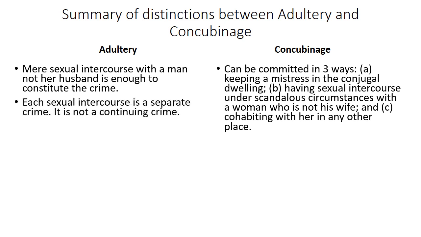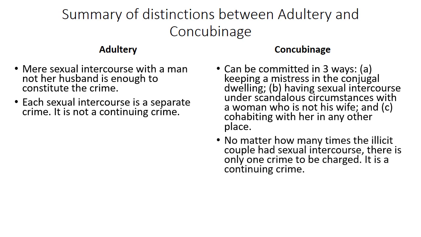Second major distinction. In adultery, each sexual intercourse is a separate and distinct crime. Why? Because it is not a continuing crime. Whereas in the crime of concubinage, no matter how many times the illicit couple had sexual intercourse, there is only one crime to be charged. Why? Because it is a continuing crime.